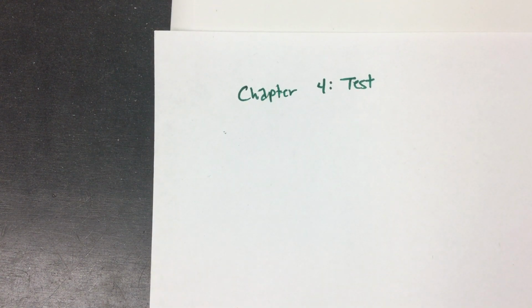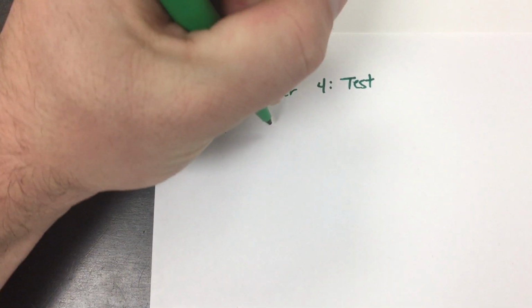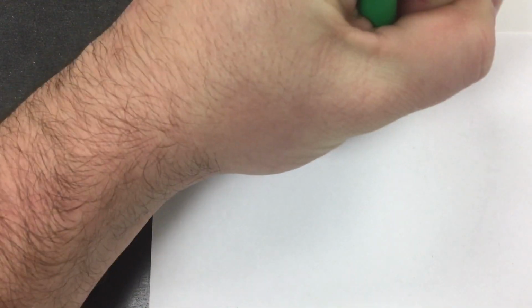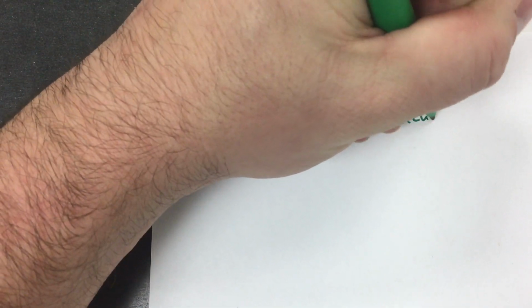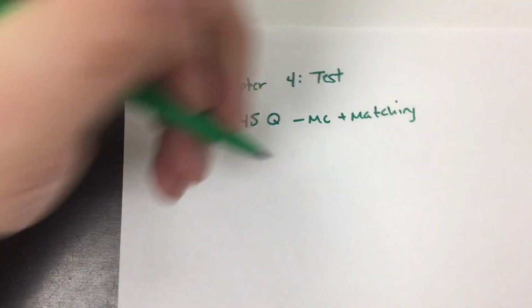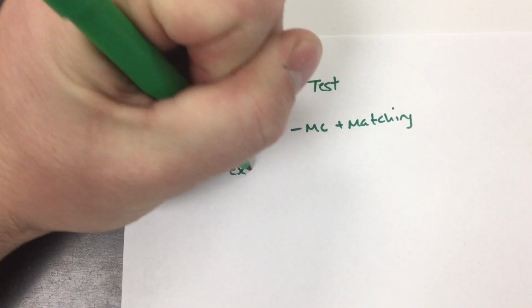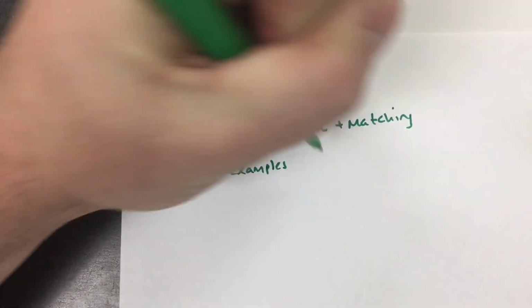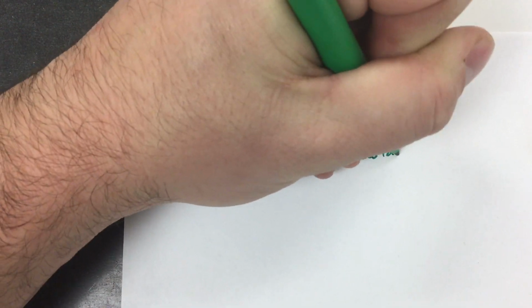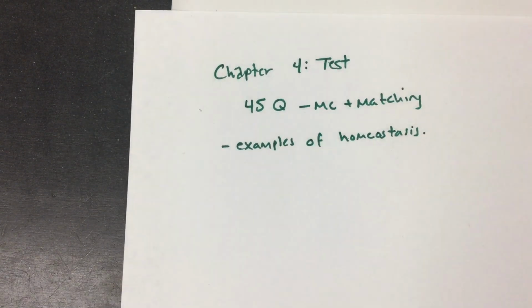Right, Chapter 4 test. There are 45 questions on it. As always, they are going to be multiple choice and matching. The first couple of questions are going to be about examples of homeostasis.